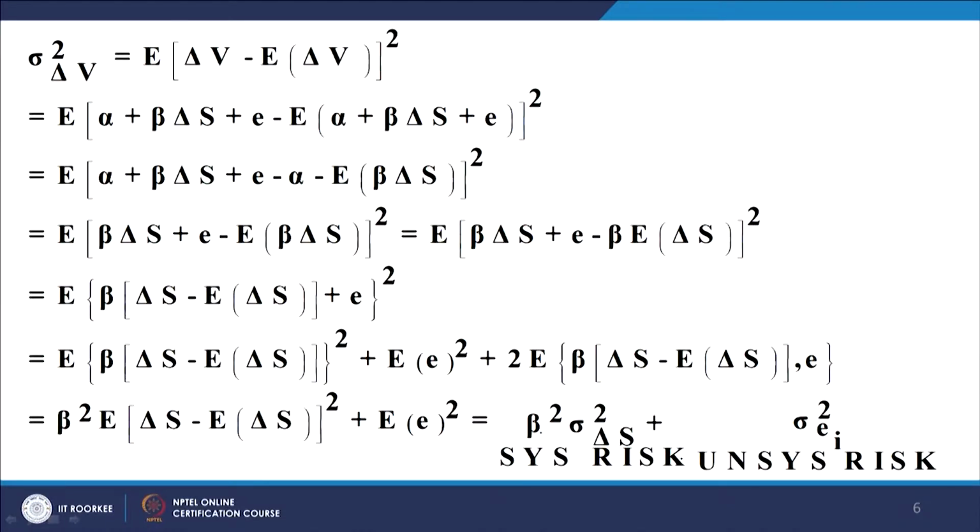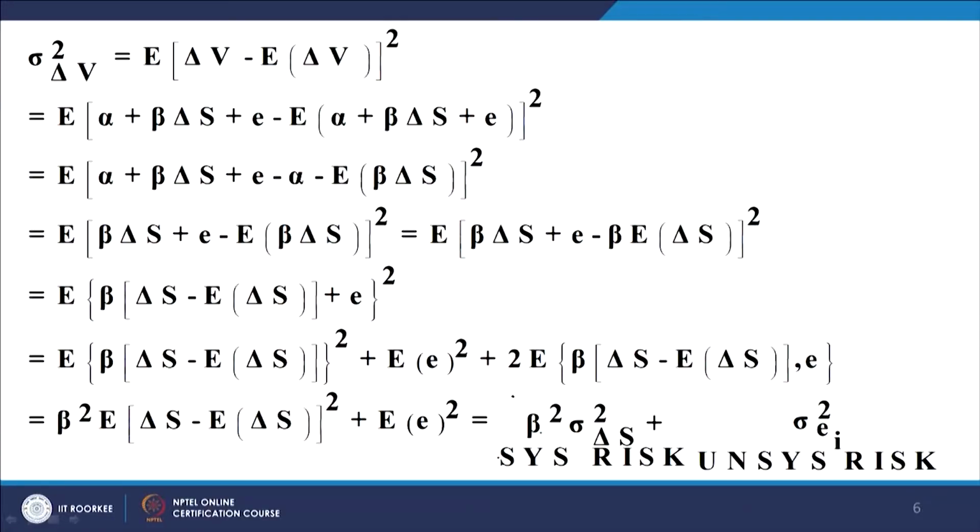Therefore, we are able to split the variance into two orthogonal parts. One is the part beta square, sigma square delta s, that is sigma square s in our case, this is a general case, and the other is sigma square of the error term. This particular part, beta square sigma square delta S, constitutes the systematic risk, and this particular part constitutes the unsystematic risk. This is the random risk due to factors which we have modeled as a random process.